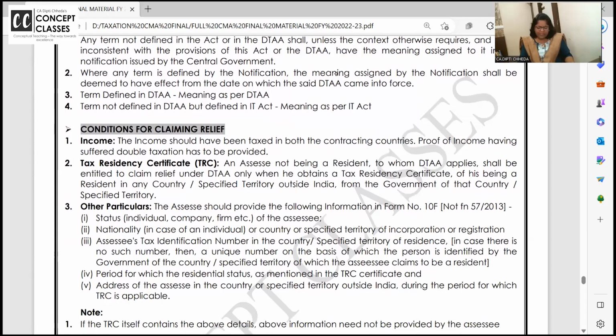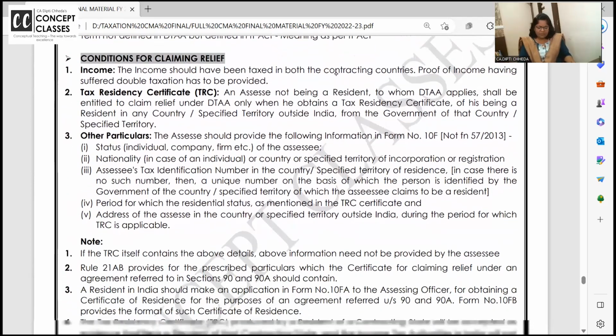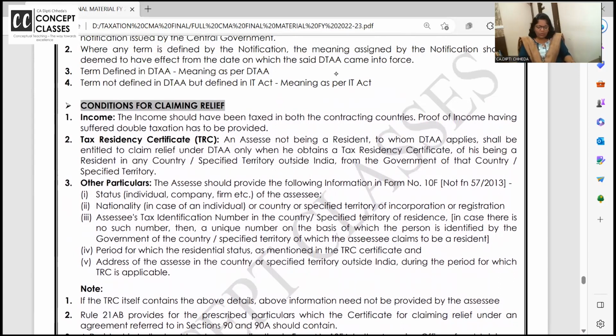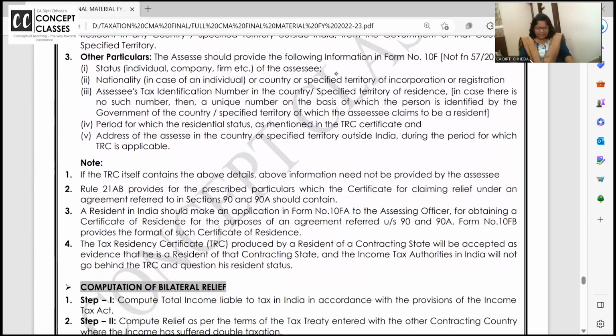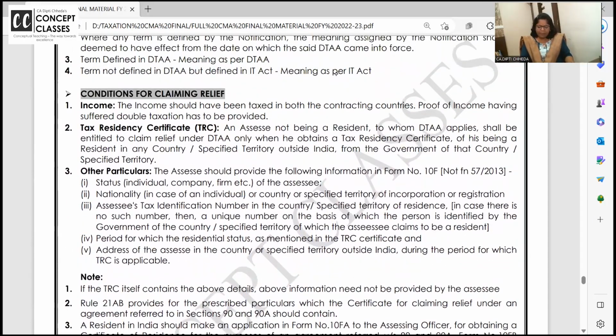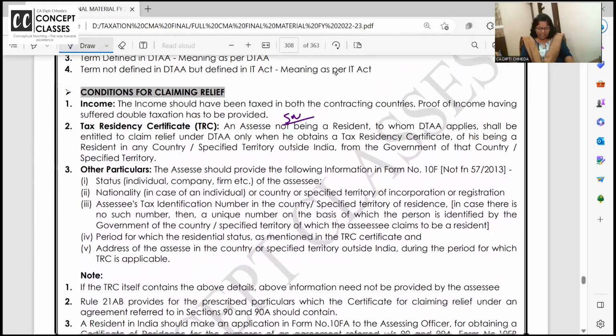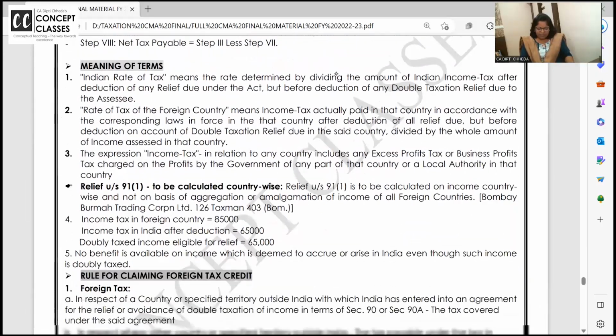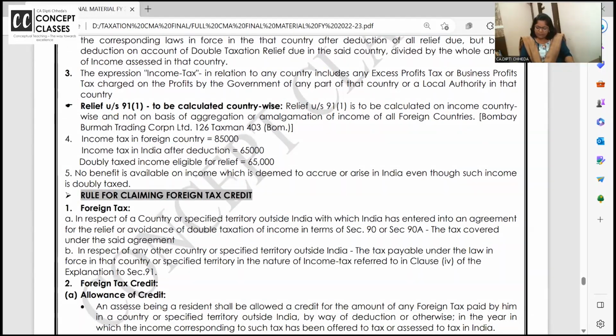Terms I have already explained. Conditions for claiming: a non-resident, if they want to get any kind of relief, then they have to give the tax residency certificate. And in theory they ask what its contents are, a short note for 4 marks. These are the steps we have studied.